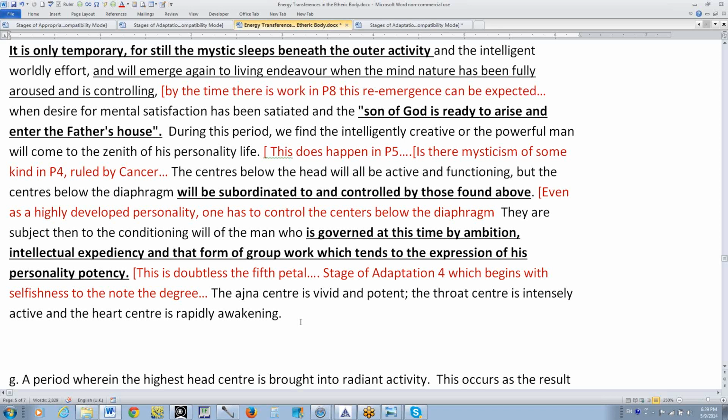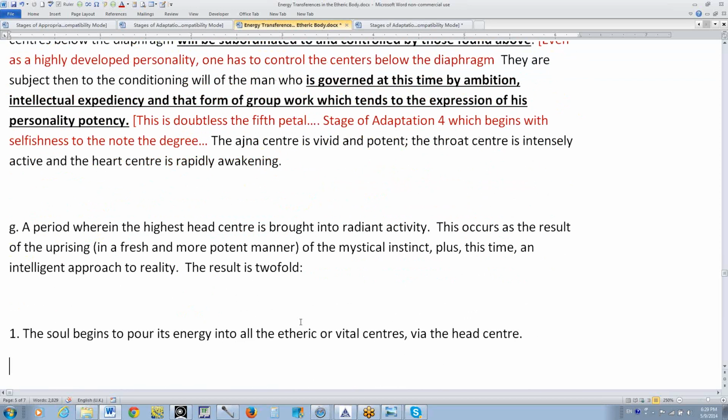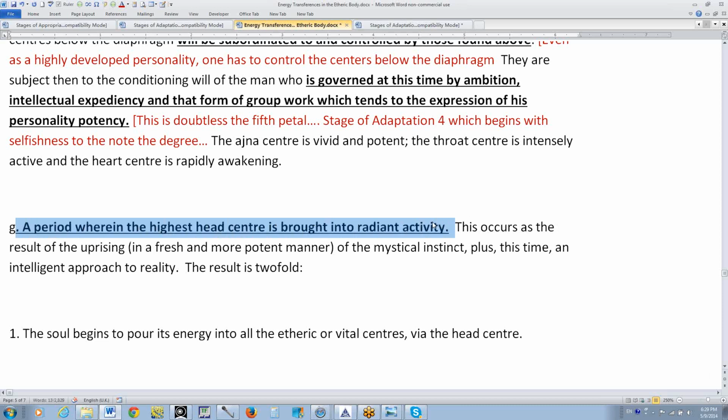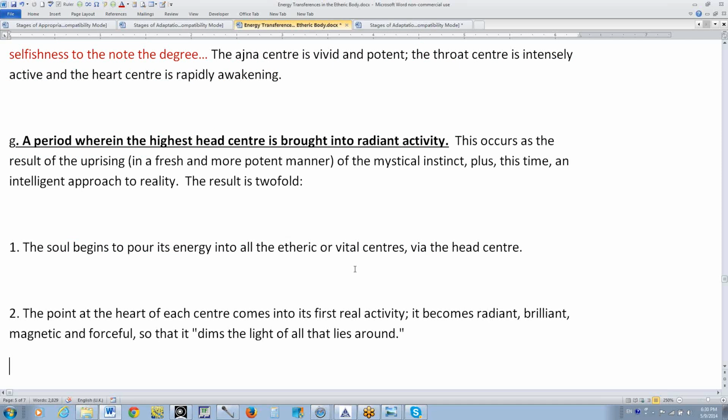Then we come to G, which is, how does it describe, a period wherein the highest head center is brought into radiant activity. I think there are certain skips being made here. This occurs as the result of the uprising in a fresh and more potent manner of the mystical instinct, plus this time an intelligent approach to reality, and the result is twofold. So if it's brought into radiant activity, are we dealing here with one who has become an initiate? Let us see. So the result is twofold.